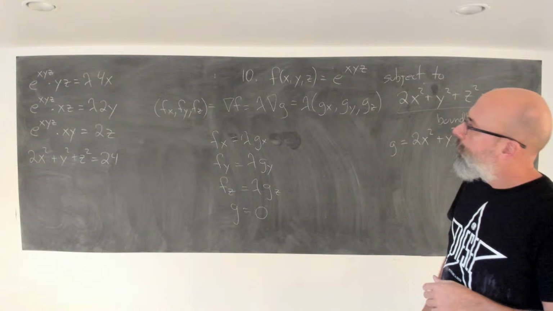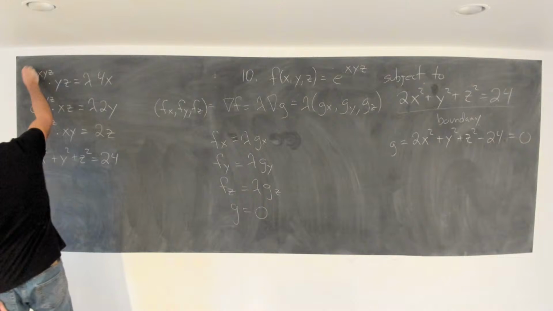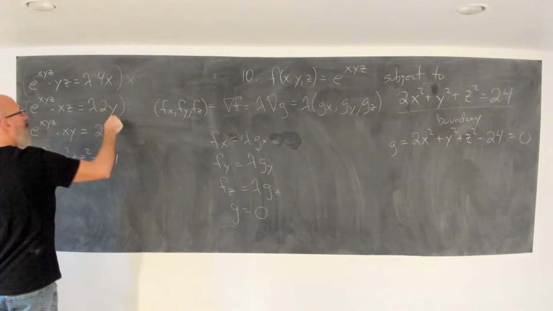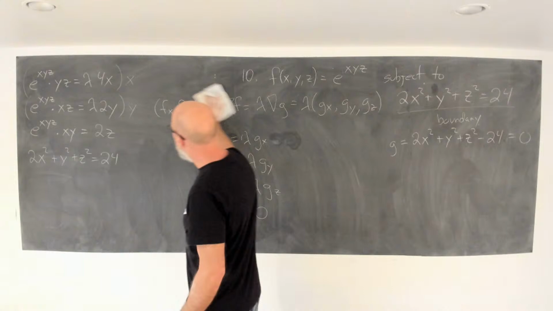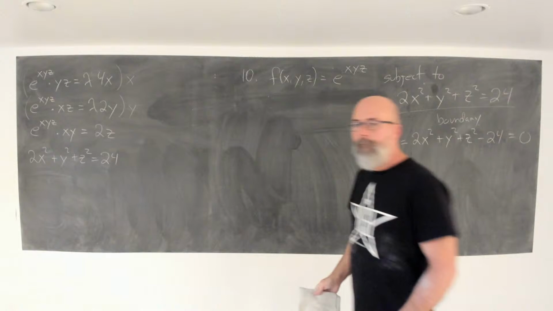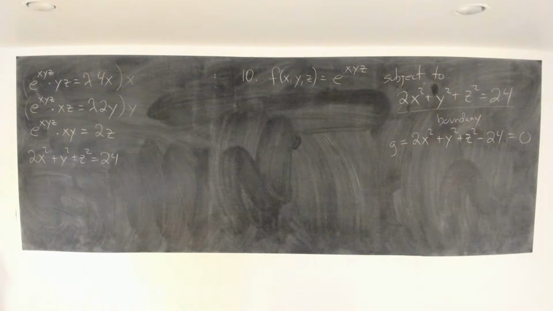What are we going to do? Why don't we multiply this first one by x and multiply the second one by y? Well, it's tempting to use matrices here, but the problem is they're not linear. Here you've got exponentials. Is a lambda missing in the third equation? Thank you. Absolutely. Thank you.